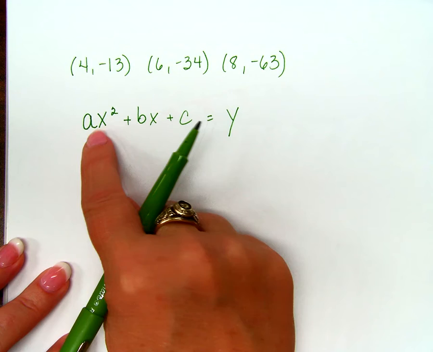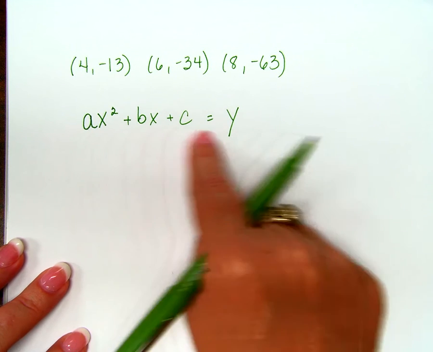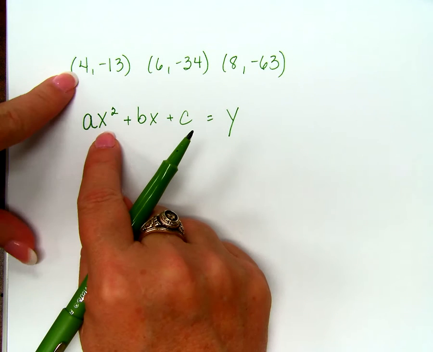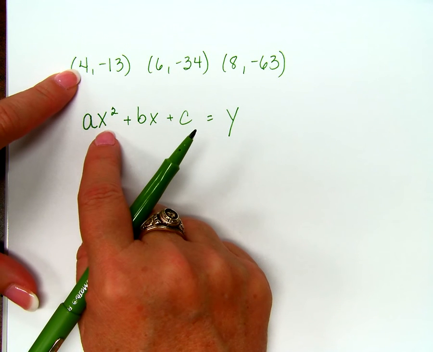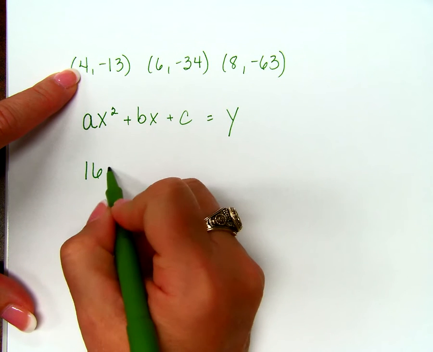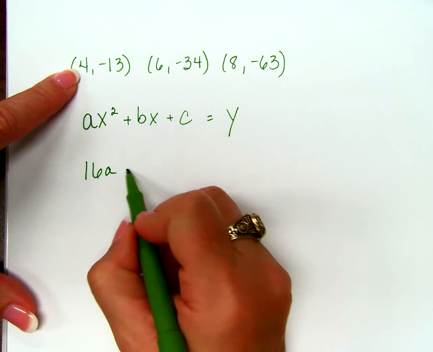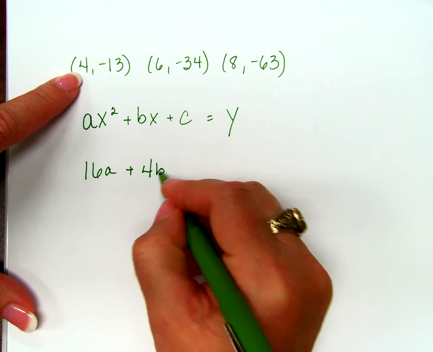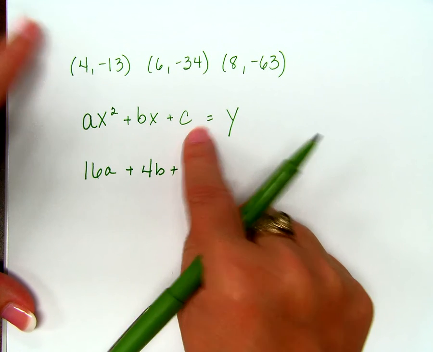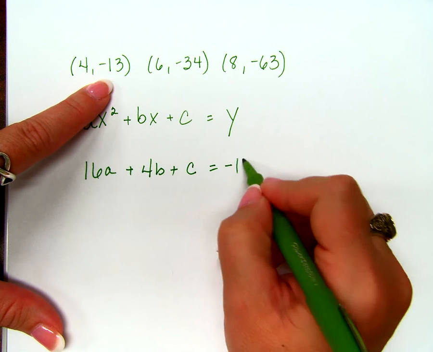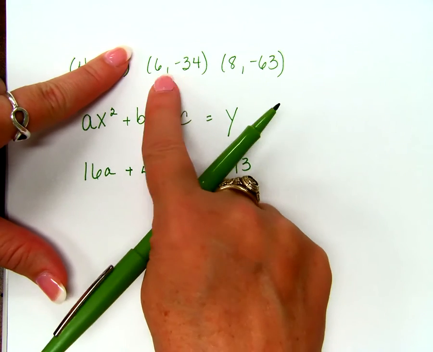So what if I went about making 3 equations based on this with each one of these points? What if I plugged in 4 right here for x? What would happen? What's 4 squared? 16a plus 4b plus, there's no x's, right? So it's just c equals what? Negative 13.